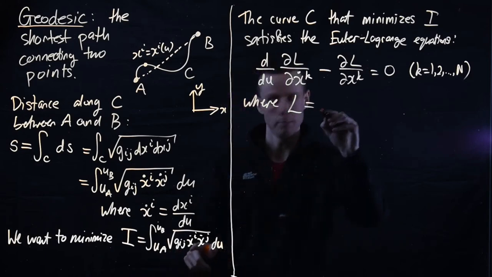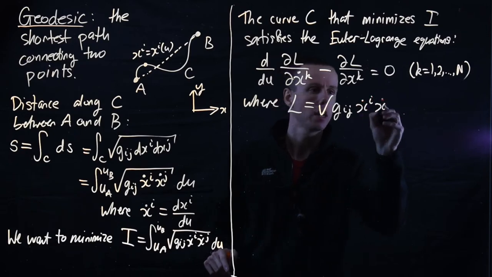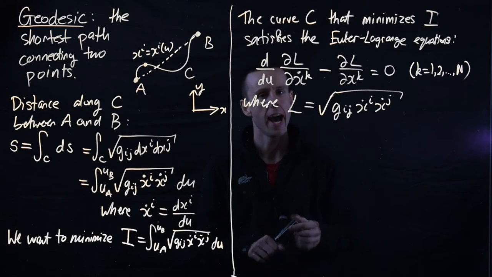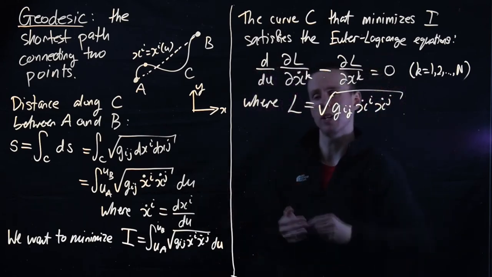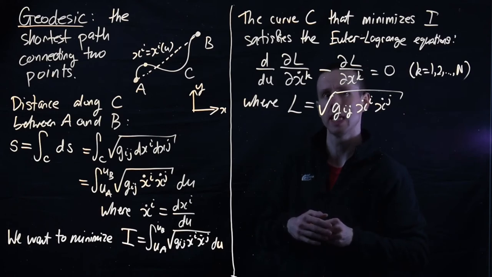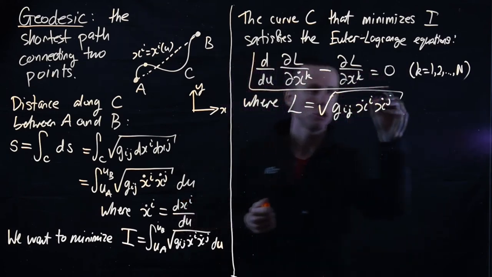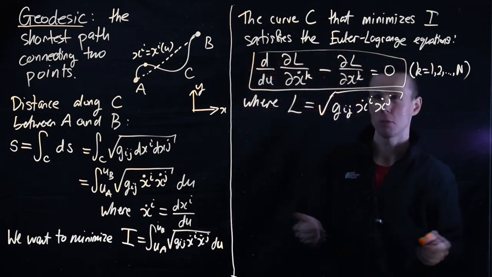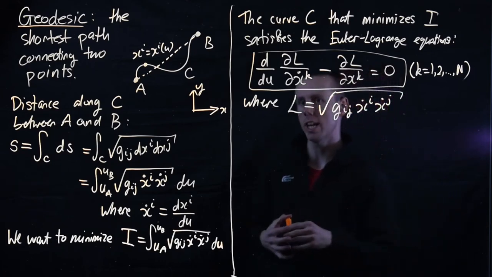So L is the square root of g_ij x-dot^i x-dot^j. It's called L because it's called a Lagrangian. So it's called the Lagrangian function. At any rate, these equations, which you will know very well if you do calculus of variations, or if you've done classical mechanics, you'll have seen them there. They're just called Lagrange's equations of motion in that context.